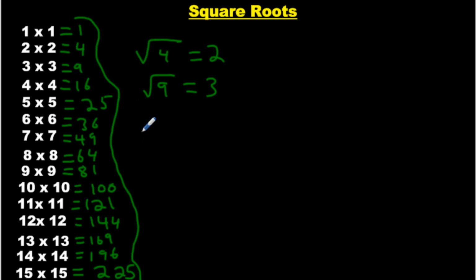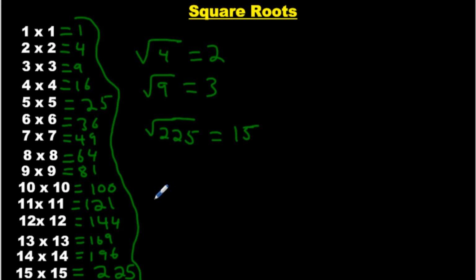Let's do a couple more practice. What's the square root of 225? You look down here, you see 225, that's just 15 times 15, so the answer is 15. What we don't do is say the square root of 225 is 15 times 15. If you do this, that is completely wrong. You'll get the wrong answer.